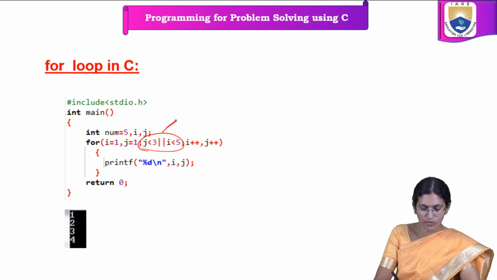Here we have used the logical OR operator. What the logical OR operator does, we know from its truth table. First, let us see what the output of this program is. So i is equal to 1, j is equal to 1.